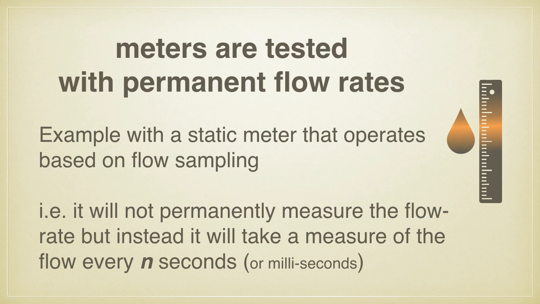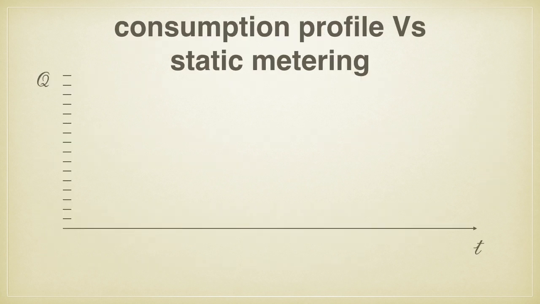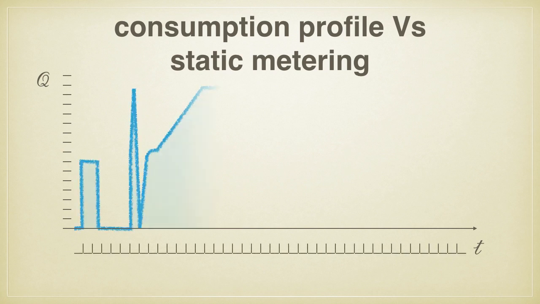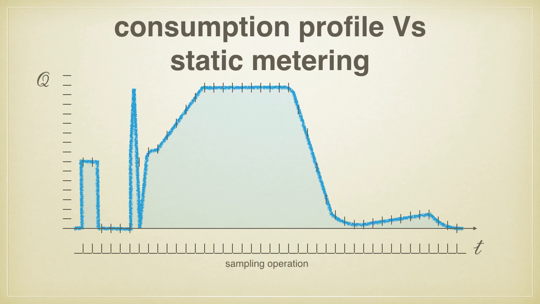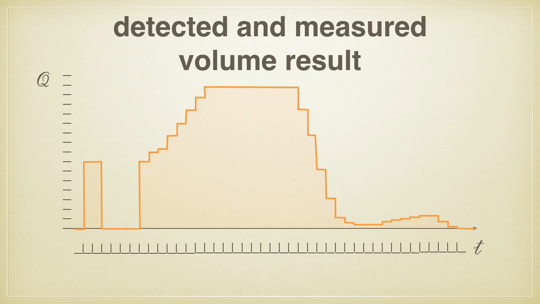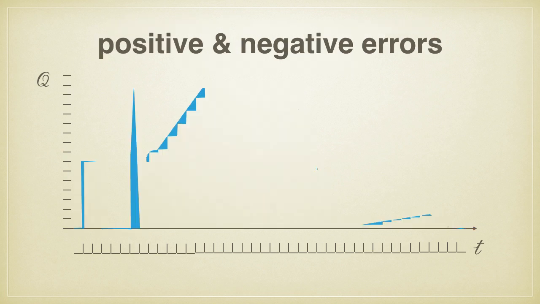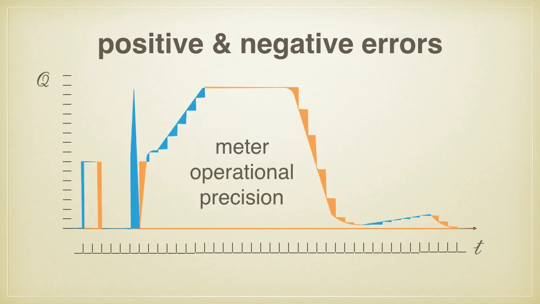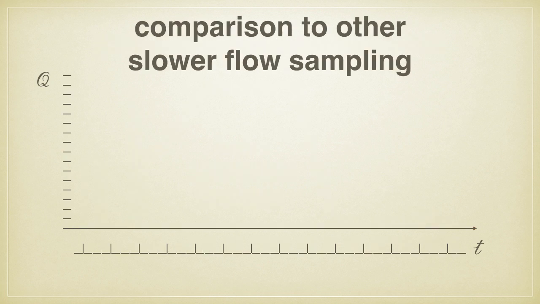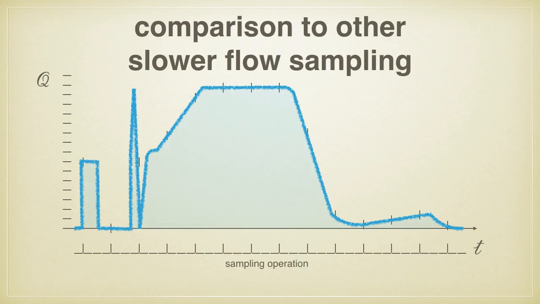Flow sampling means that the measure is taken every n seconds or milliseconds, depending on the technology. In this case, taking the time axis with the moment when the sampling actually occurs and with a consumption profile, the moment when the meter actually acquires the flow and the consequent curve that the meter registers and bills to the end customer. If we bring back the original curve, we see that there are some positives and some negatives that the meter has missed or added, which means that there is a meter operational precision in the end, or error, if you like.